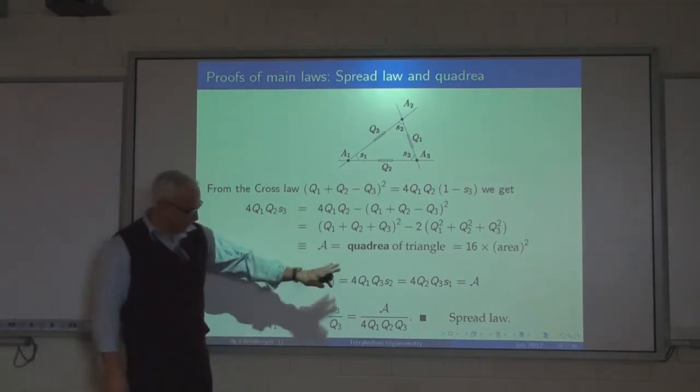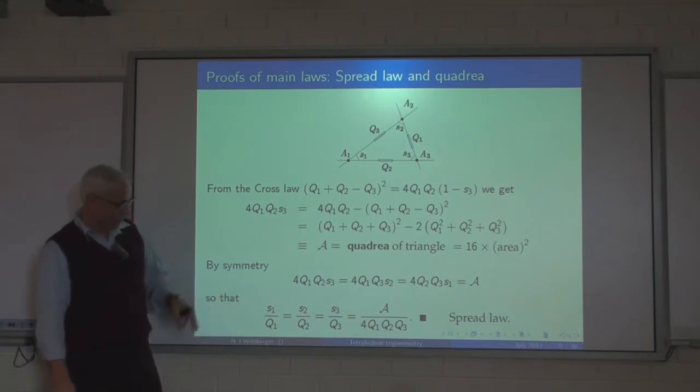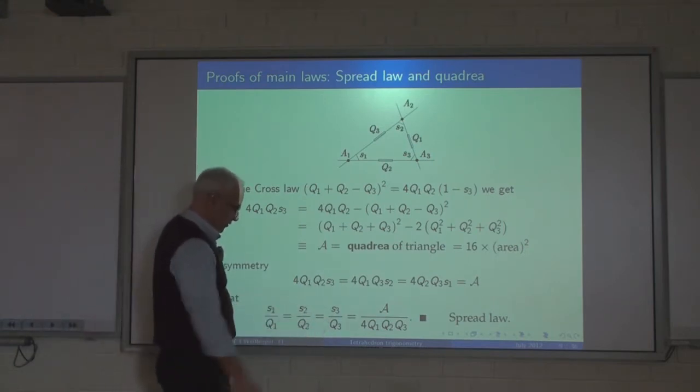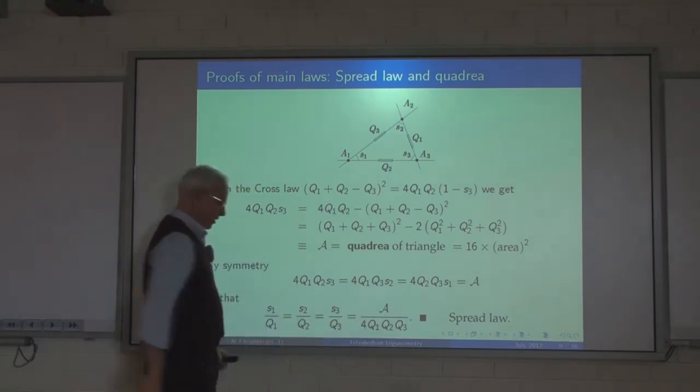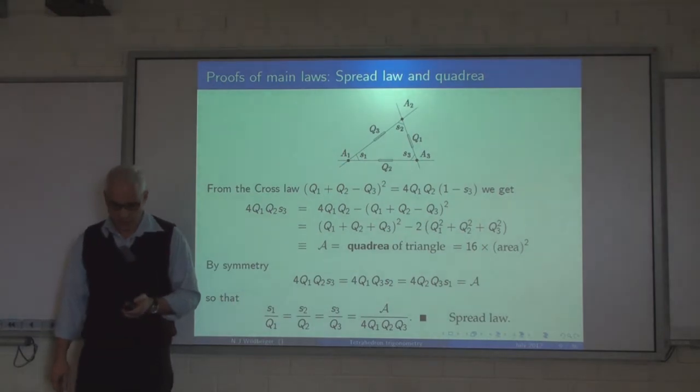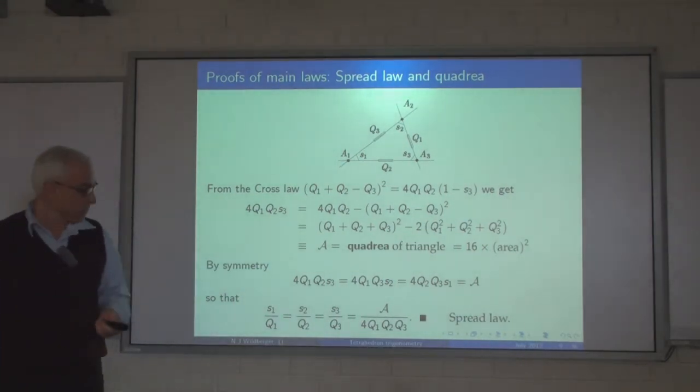And so when we divide this formula by 4Q1Q2Q3, we get S1 over Q1 equals S2 over Q2 equals S3 over Q3 equals A over 4Q1Q2Q3 as a bonus. So that's the spread law, or the analog of the sine law.